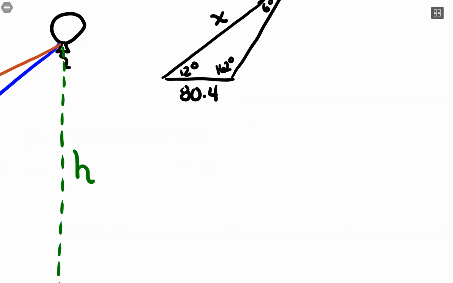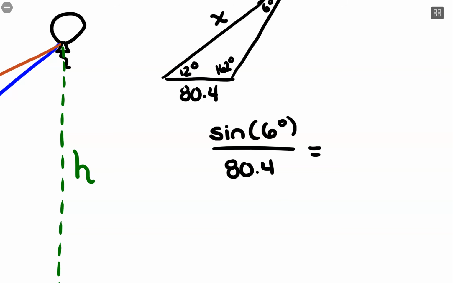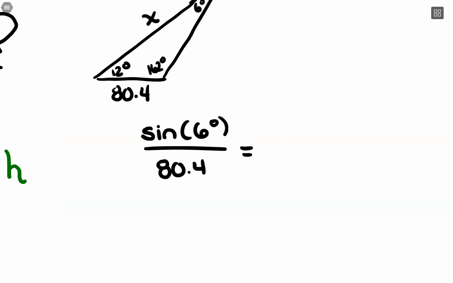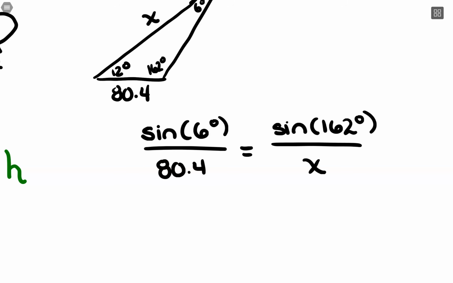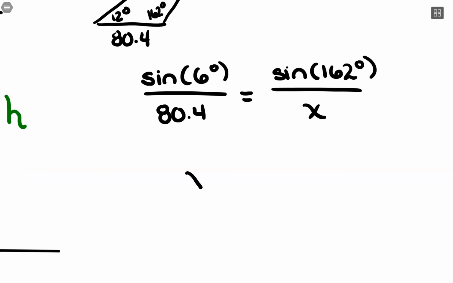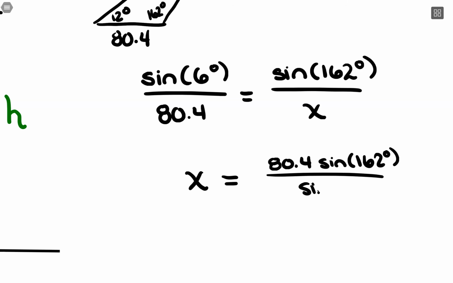So what that would look like is sine of 6 degrees to that 80.4 would be equal to, and then working with x, we would be looking at that sine of 162 degrees over x. And then we would just solve for x. So cross multiply, then divide. So in the calculator, we put 80.4 times sine of 162 degrees over sine of 6 degrees.